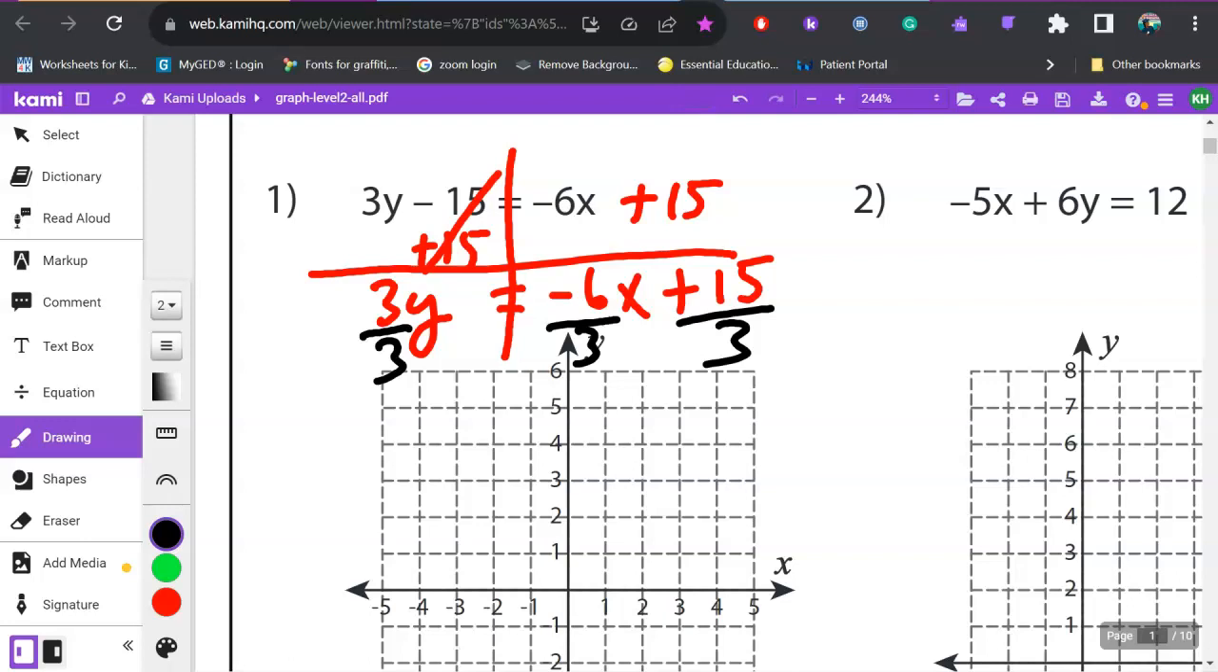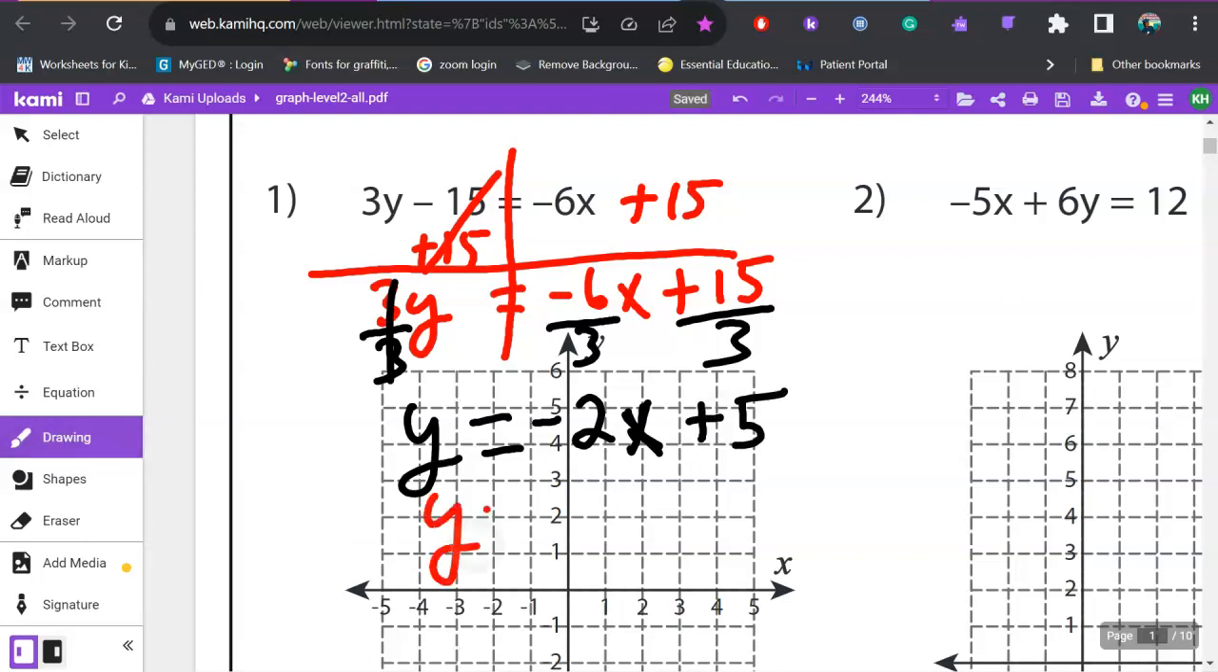So when I do that, 3 goes into 3. You know that's going to cancel out giving you y. Now, let's reduce this fraction. I have a negative 6 over 3. What is that going to reduce to? I hope that you can see that that's going to reduce to a negative 2. Keep your x. Right? Now, 15 over 3, what is that going to reduce to? I hope you can see that's going to reduce to a positive 5. Oh, look at that. Now we're in perfect form. y equals mx plus b. My m number is a negative 2. My b number is a 5.